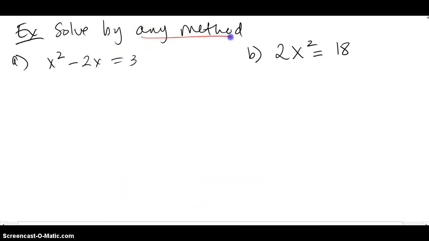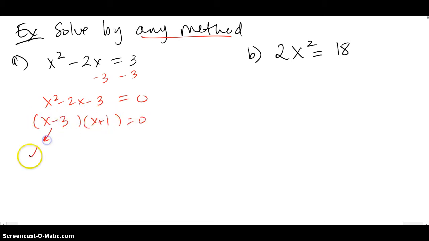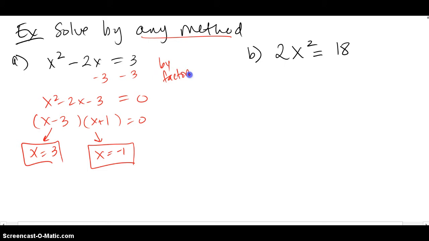Solve by any method. So, any method, if I can factor easily, I always choose that first, and it looks like if I put this in standard form, it is factorable, and if something is factorable, might as well go ahead and pop out your solutions right away. So this I chose to do by factoring, just because it was an easy problem to factor.